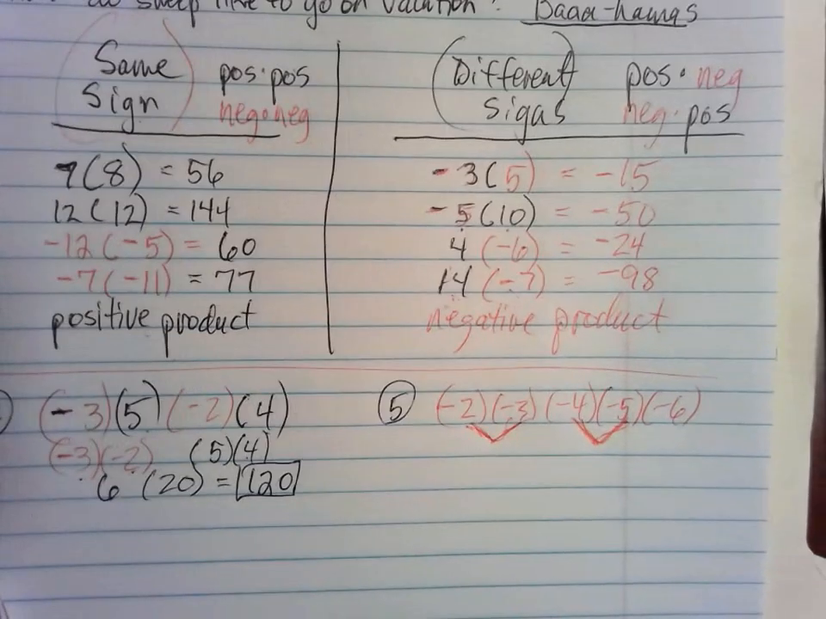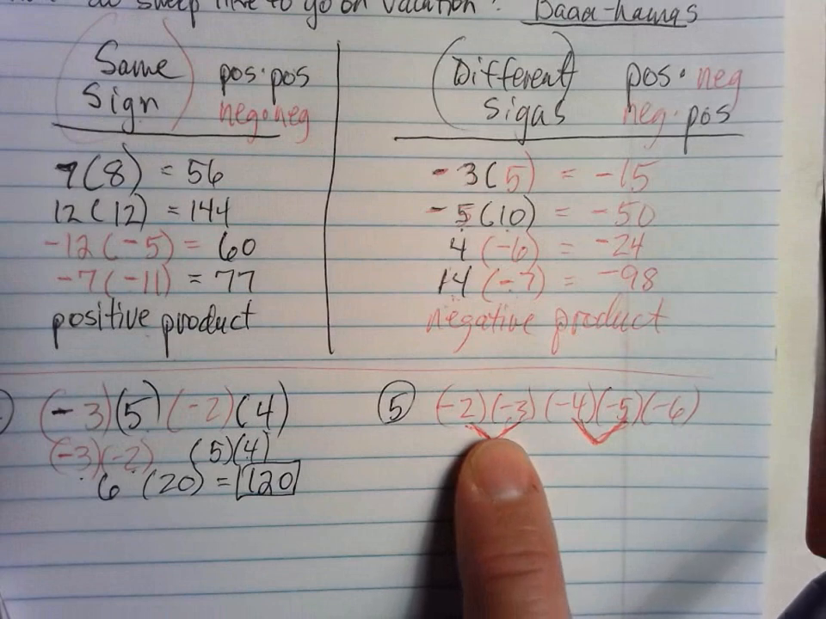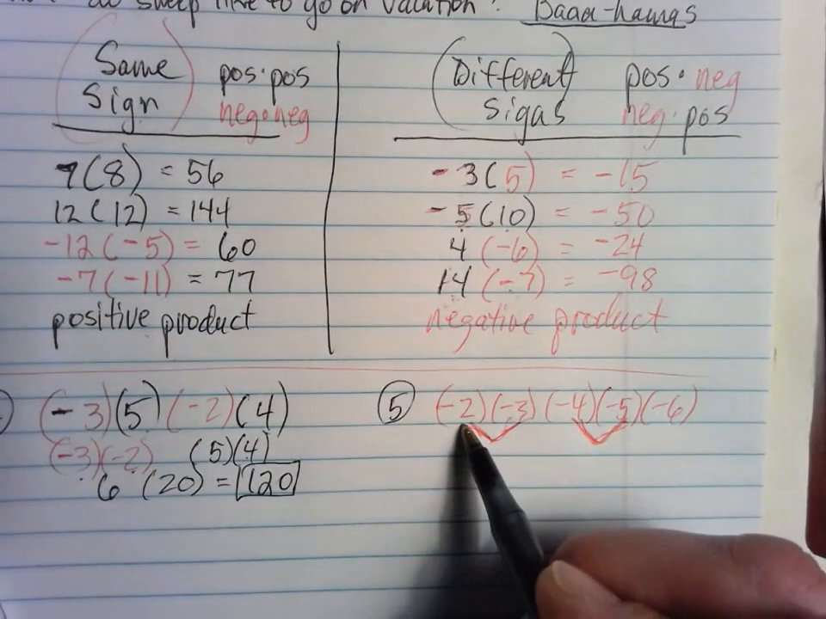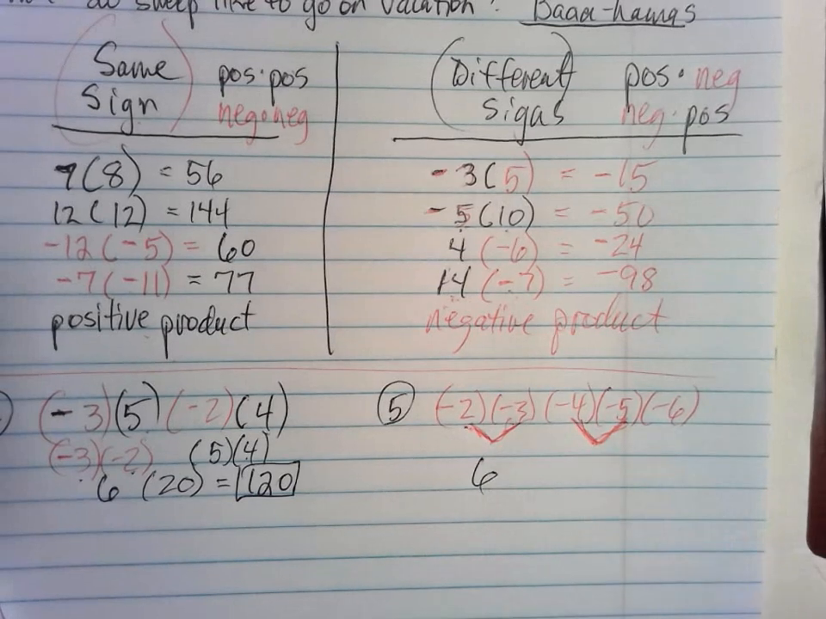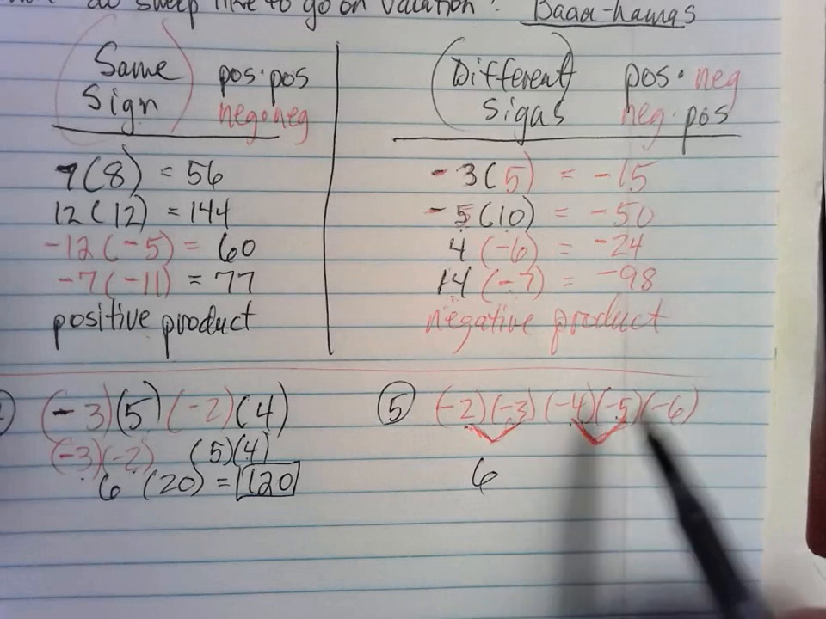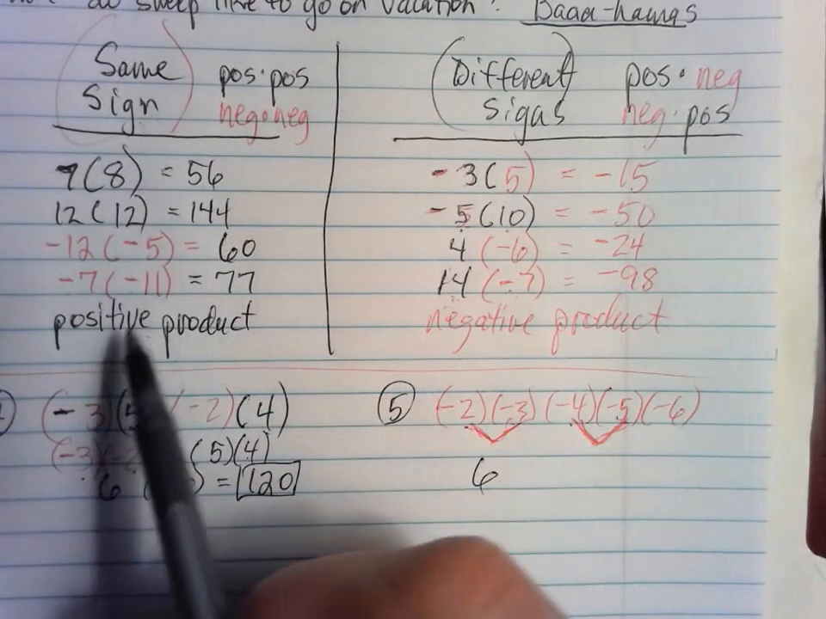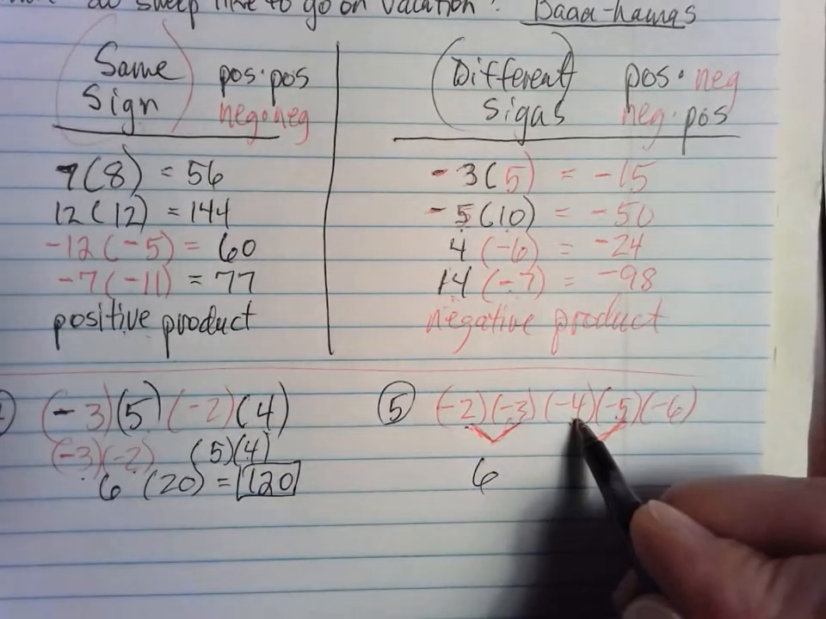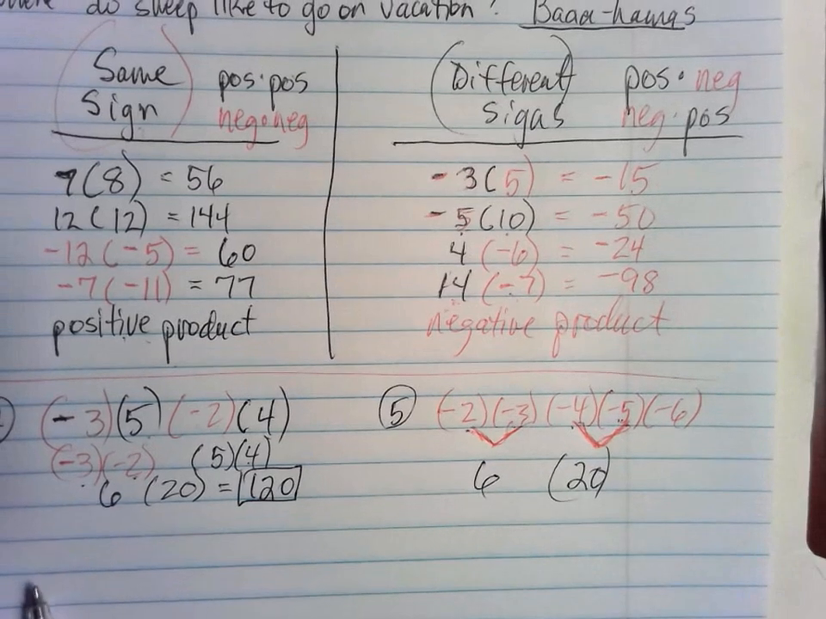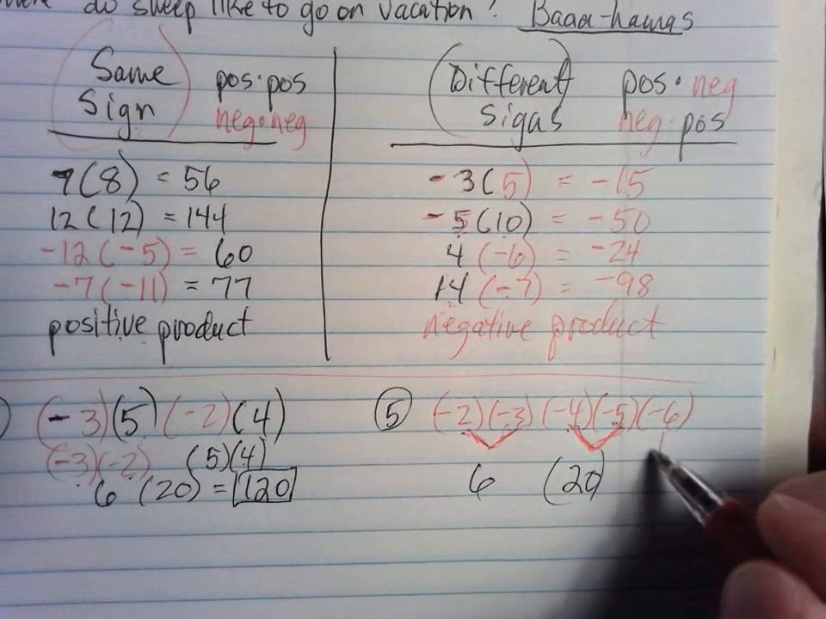Okay, so if we go back to what we talked about, that's a negative and a negative. So they have the same sign. So that's going to give me a positive. Negative 2 times negative 3, of course, is 6. Again, got a negative times a negative. That's the same sign. And that's going to give us a positive product. So negative 4 times negative 5 is 20. All right, and then I'm just going to bring down the negative 6 from here.